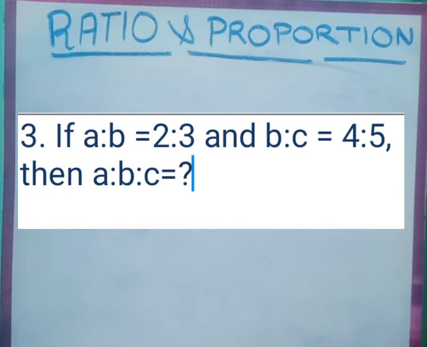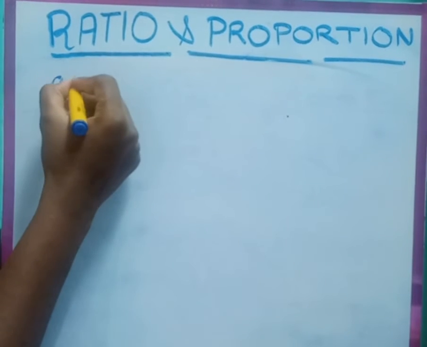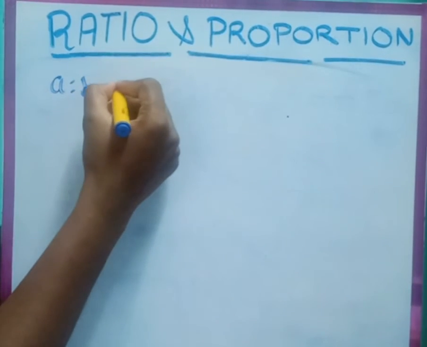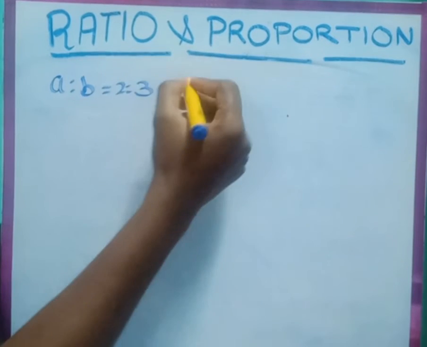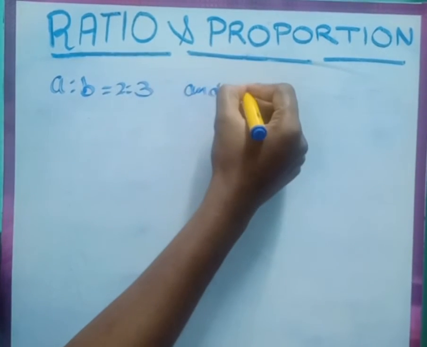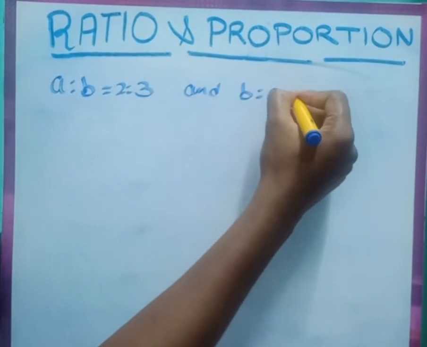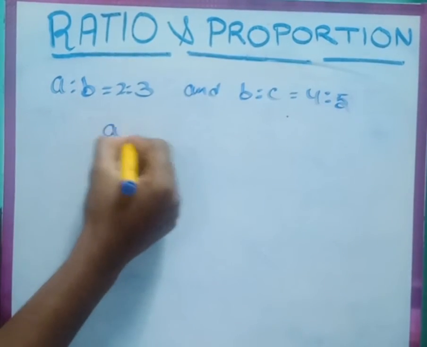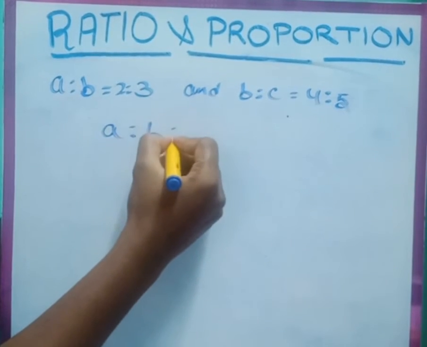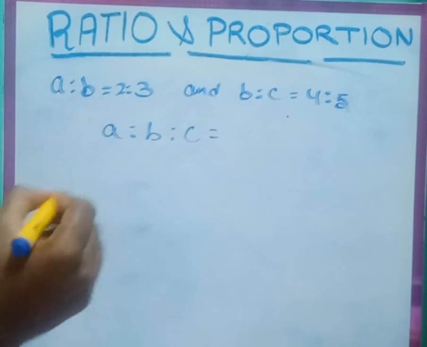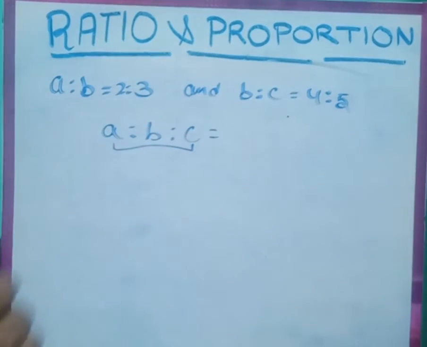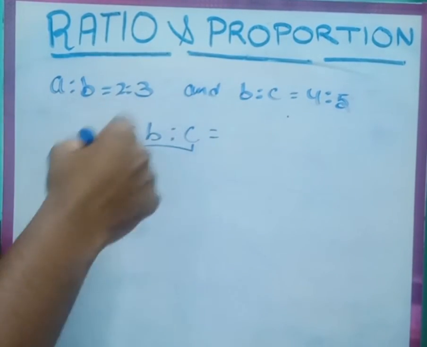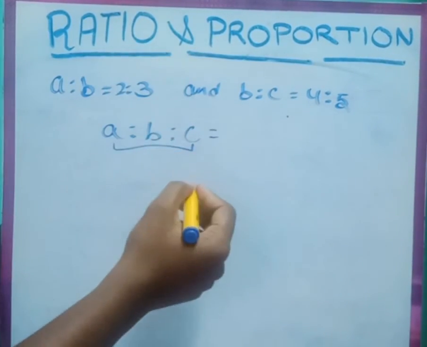This question is based on continued proportion, because you have to find A is to B is to C. In here, what we have given is A is to B as 2 is to 3, right guys, and B is to C as 4 is to 5, and we have to find A is to B is to C, right guys. So this is called continued proportion, because we have to find a continuous proportion: the first proportion, second proportion, as well as the third proportion.